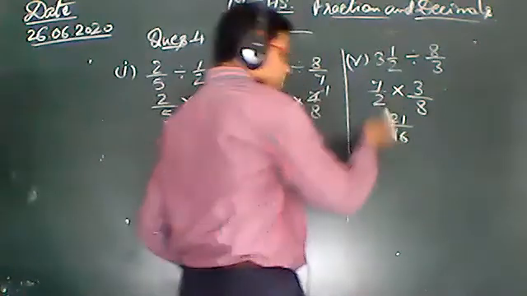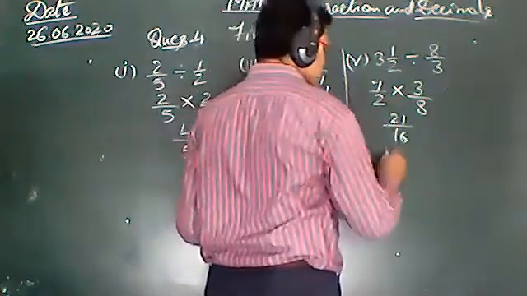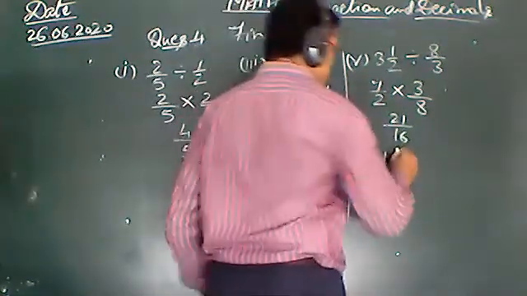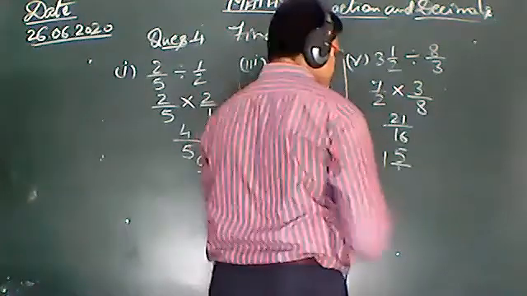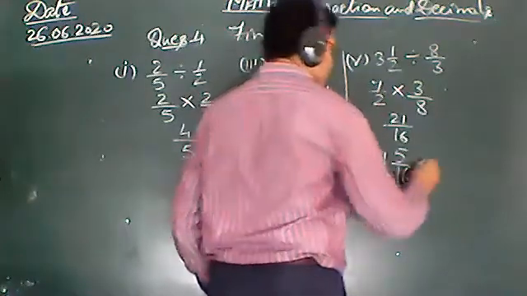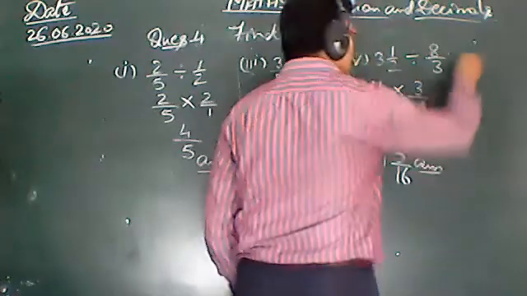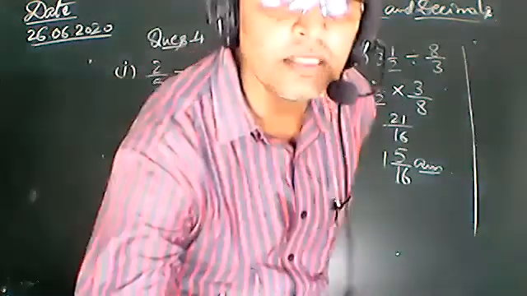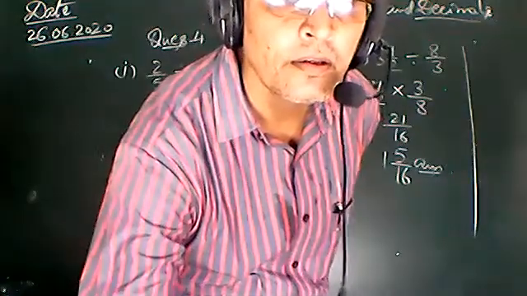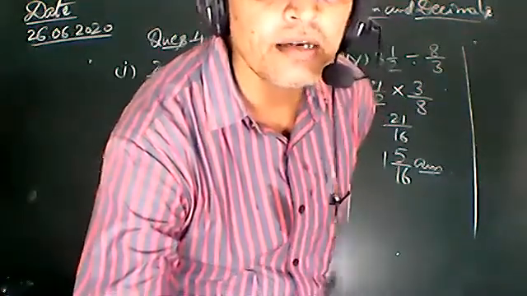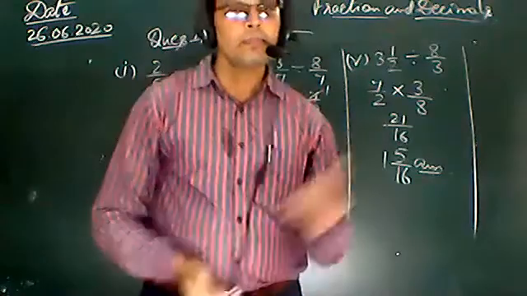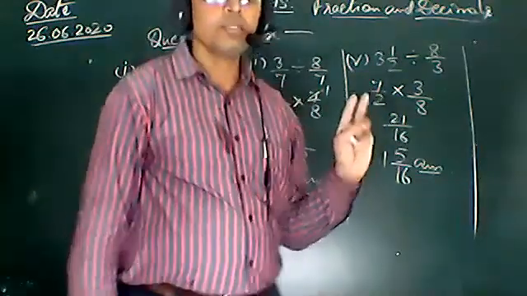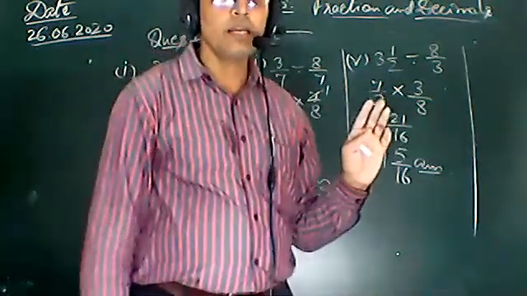Now we convert it into a mixed fraction. 16 1s are 16, and the remainder is 5 by 16. 1 whole 5 by 16, and that is our answer. Okay? It is clear? Vindisha, raise your hand. Raise your hand. Okay.